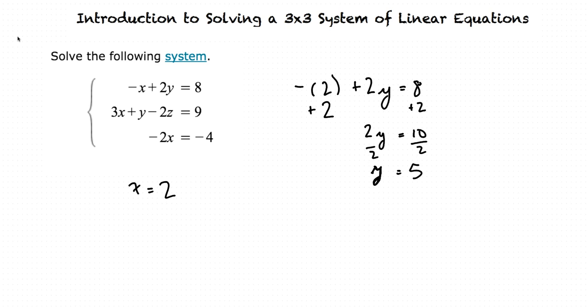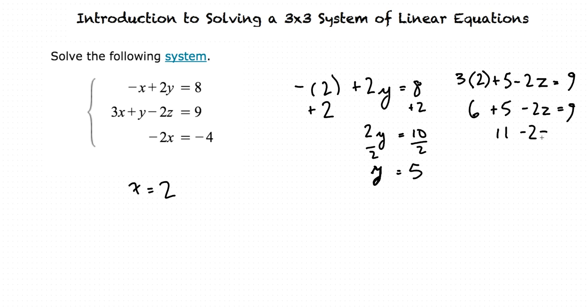We plug in 2 for x and 5 for y, which is now written as 3 times 2, plug in for x, plus 5, plug in for y, minus 2z equals 9. Okay, so now I can simplify this by taking 3 times 2, which is 6, and adding 5, which is 11. And now our equation is 11 minus 2z equals 9. I can now subtract 11 on both sides and then divide by negative 2 on both sides to get z equals 1, right?